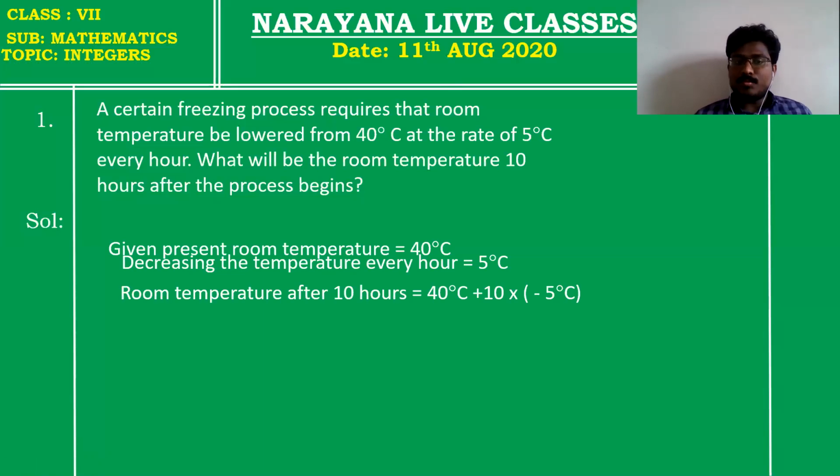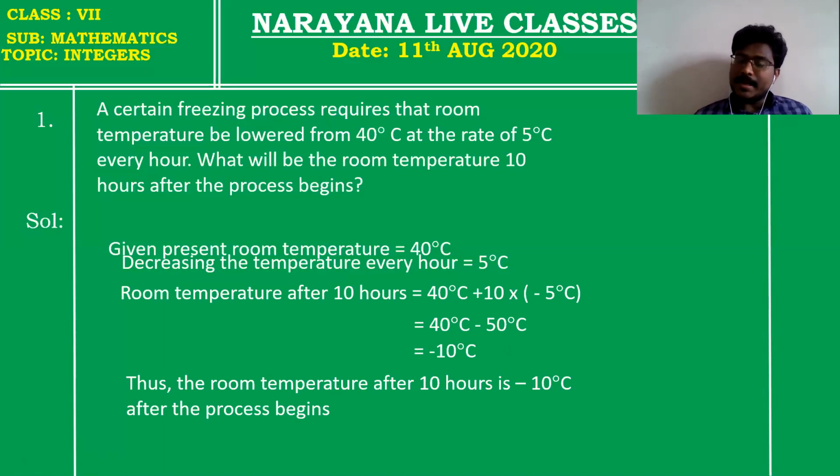So next, the room temperature after 10 hours will be the present temperature plus the decrease of 5 degrees centigrade for 10 hours, that is 10 into minus 5. That becomes 40 degrees centigrade plus minus 10 into 5, which is 50 degrees centigrade. 40 minus 50, how much? That is minus 10 degrees centigrade. Therefore the room temperature after 10 hours is minus 10 degrees centigrade.